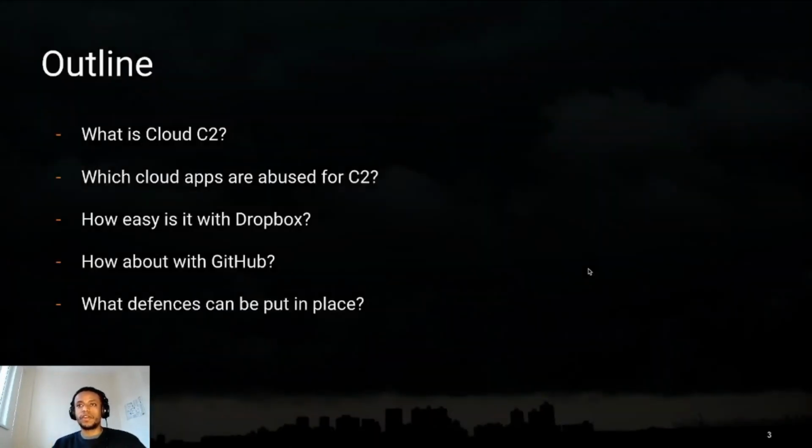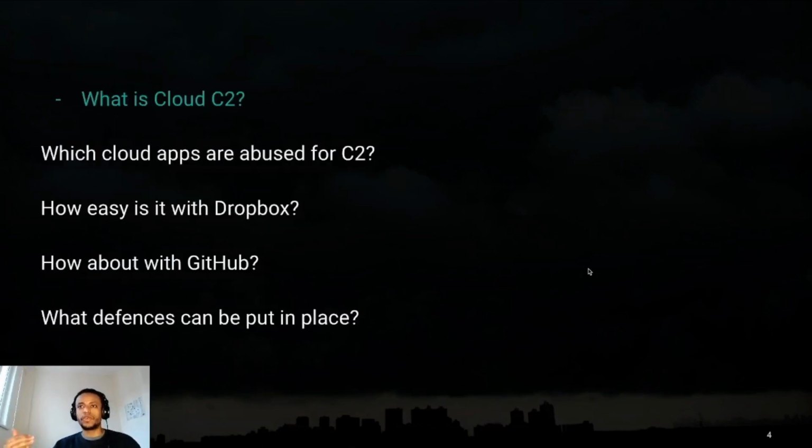Today we'll be covering 5 particular questions around Cloud C2. First, we'll start by talking about what Cloud C2 is, and then we'll go over what cloud applications have been abused for C2, or command and control, and then we'll dive into 2 specific examples. The first with Dropbox and the second with GitHub, and we'll talk about how attackers might use these 2 applications to covertly send commands back and forth, and then we will end this talk by talking about defenses. So what exactly can we do in corporate networks to identify this sort of traffic and stay secure?